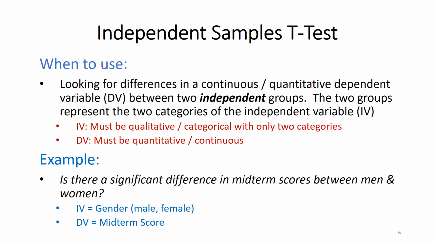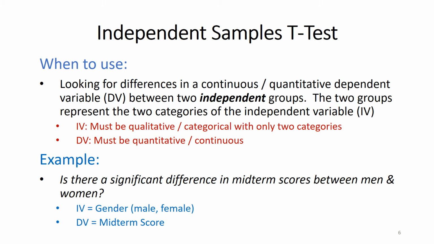So when do I use the independent samples t-test? Well, as we can see here from this bullet point, let's read through this. You use the independent samples t-test when you're looking for differences in a continuous dependent variable between two independent groups. The two groups represent the two categories of the independent variable. Okay, what do I mean by all that?